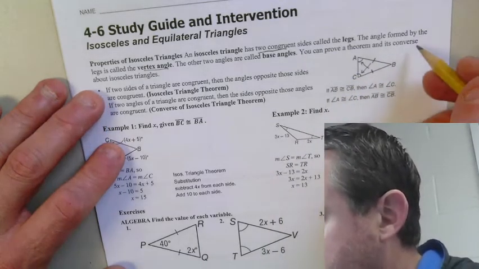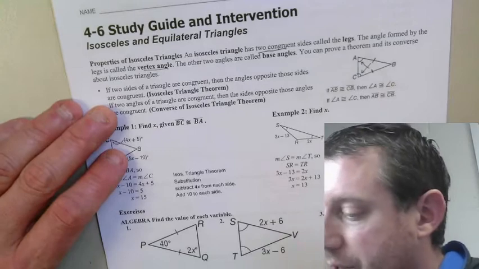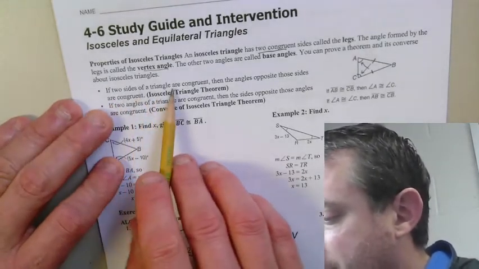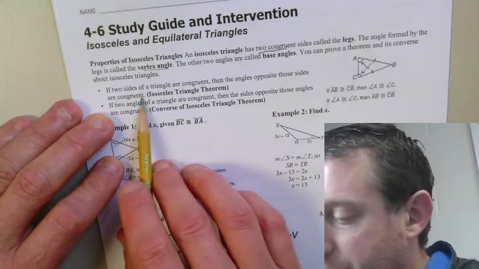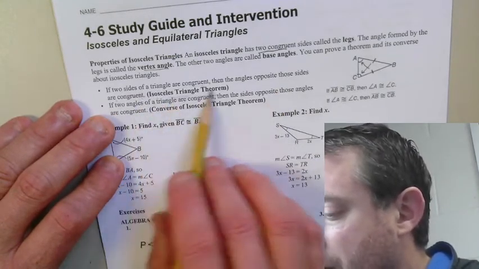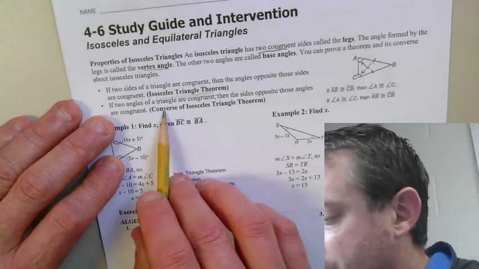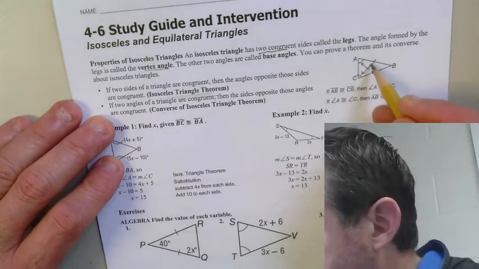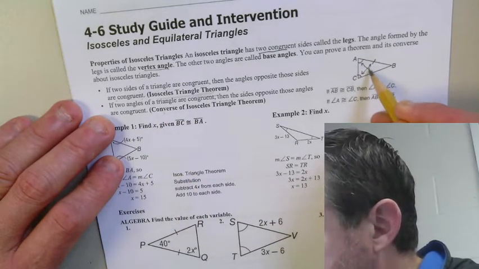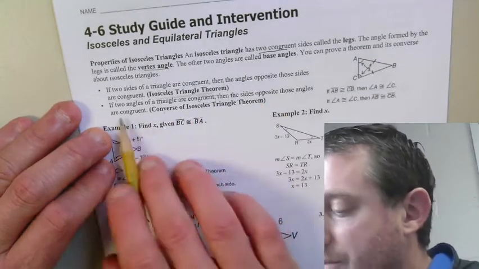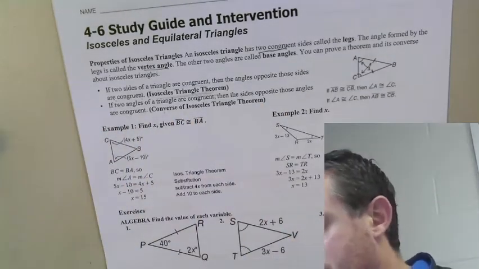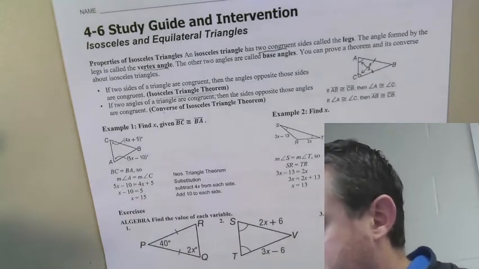You can prove a theorem and its converse about the isosceles triangle. So if two sides of a triangle are congruent, then the angles opposite those sides are congruent. That's called the isosceles triangle theorem. Now the converse is when we go from the angles to the sides. So if two angles of a triangle are congruent, then the sides opposite those angles are congruent. You can look over the examples there.